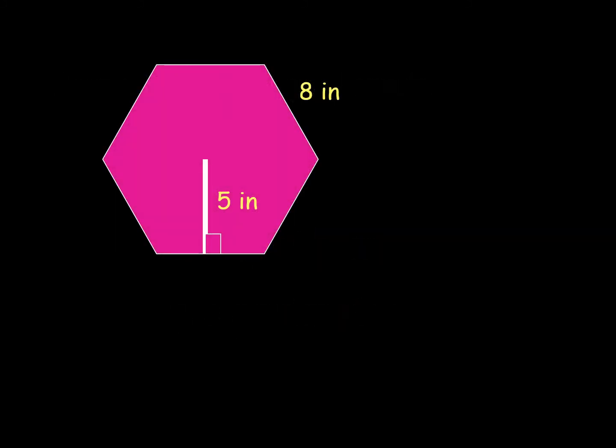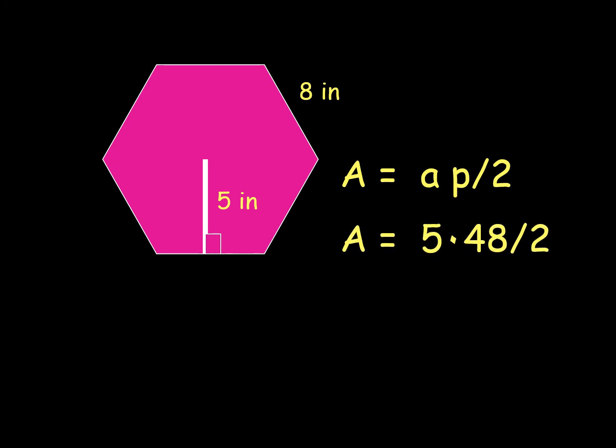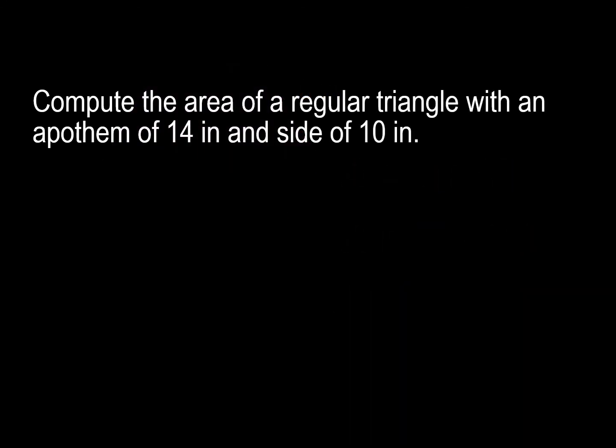So here we have a hexagon. Our formula: apothem times perimeter divided by 2. So the apothem is 5. The perimeter is not 8. What is perimeter? 8, 8, 8, 8, 8, 8, all the way around, and so you get 48. All right, and then 5 times 48 divided by 2. 120. Easy, easy. You don't even need a drawing.